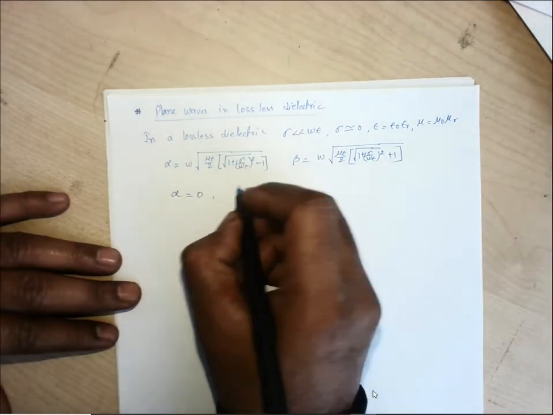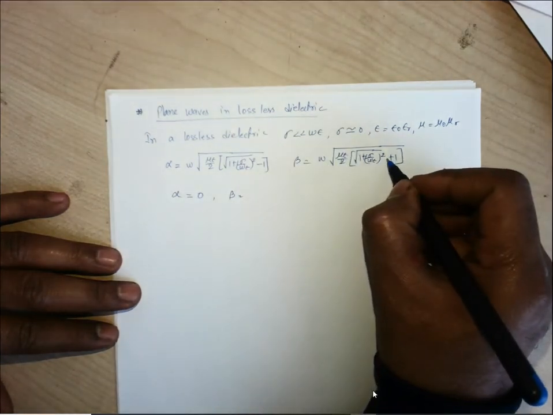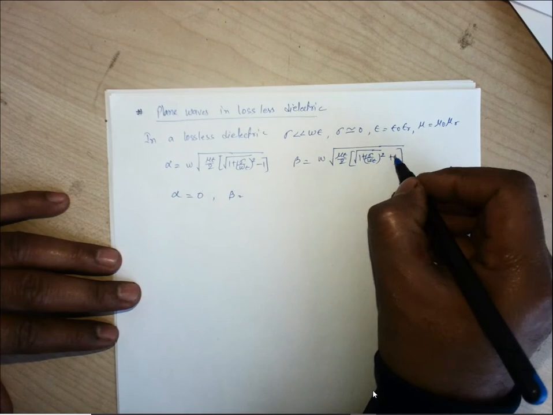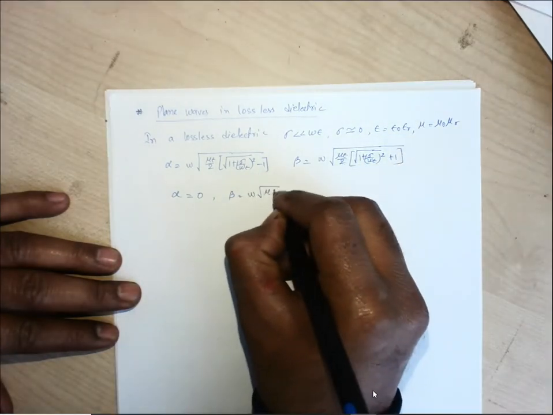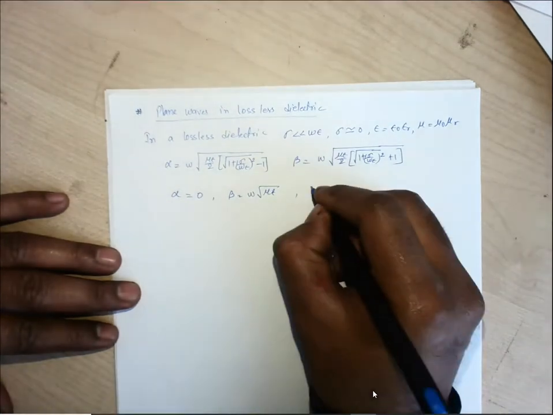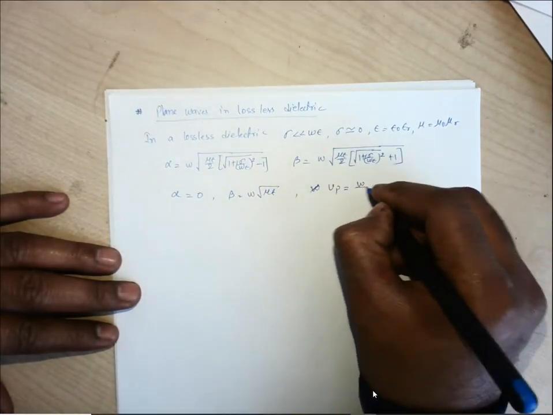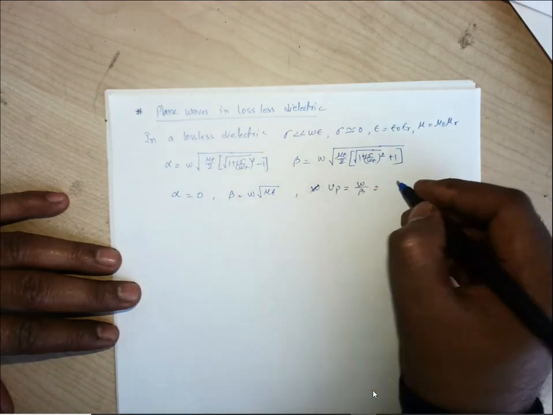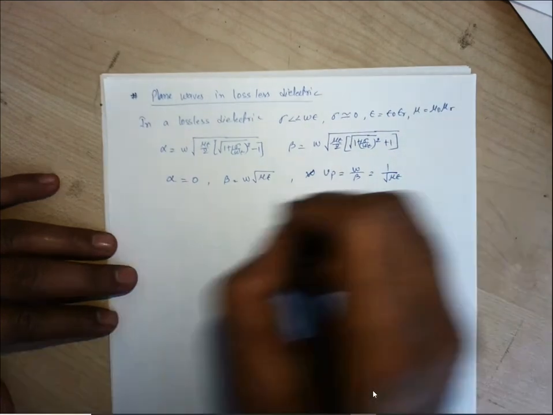What will be the value of beta? If we put sigma equals 0, it is root over 1 plus 1, that is 2, so the 2 will get cancelled, and it will be omega root over mu epsilon. What will be the phase velocity? Omega by beta. So omega gets cancelled, and it will be 1 by root over mu epsilon.